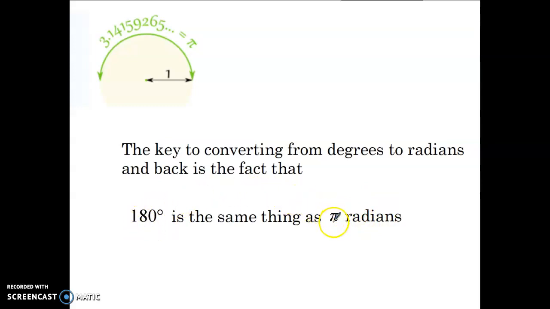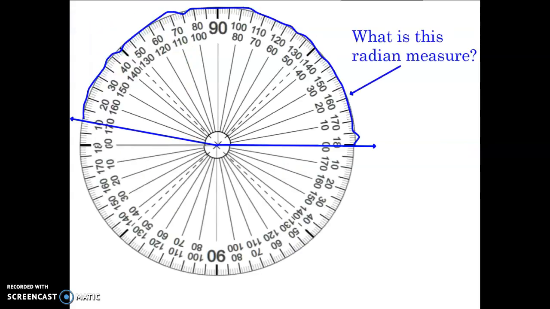180 degrees is pi radians. And here I've got it for you right here. That 180 degrees halfway around the circle is the same thing as pi radians. Okay, so let's put that to use.